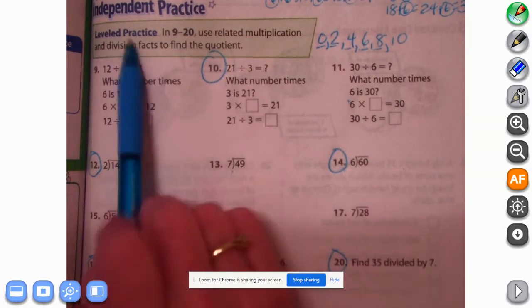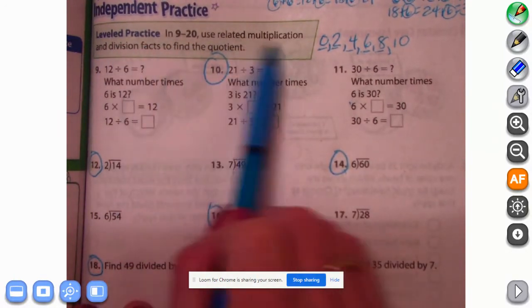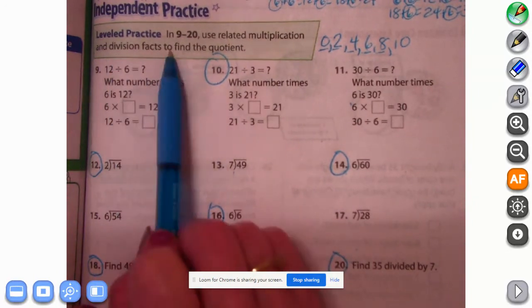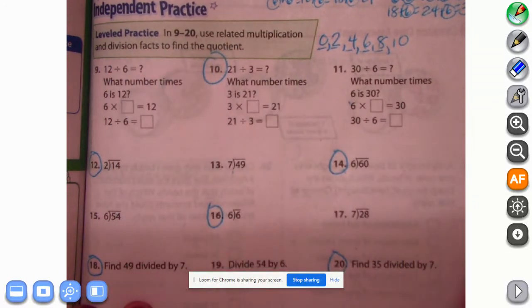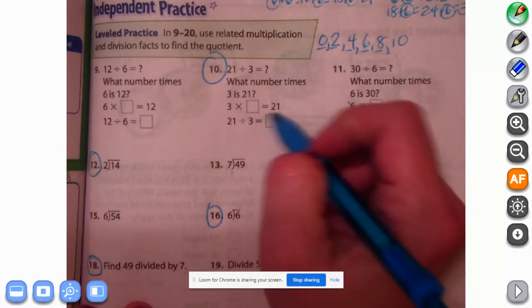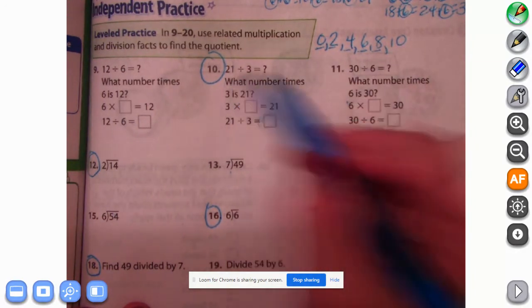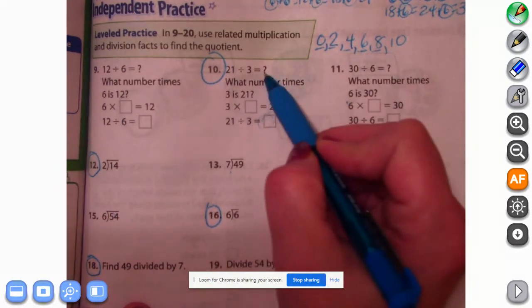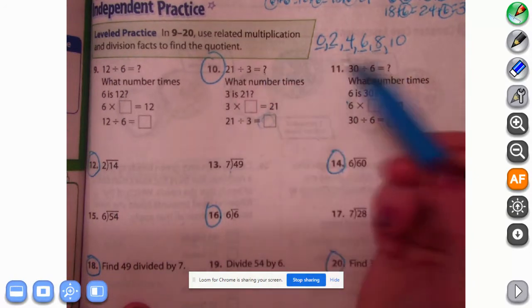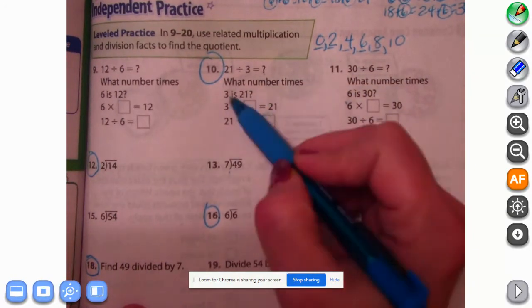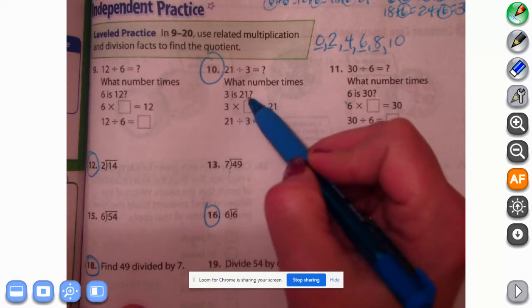All right, so leveled practice. In 9 through 20, use related multiplication and division facts to find the quotient. What is the quotient again? It is the answer to a division problem, isn't it? Okay. 21 divided by 3 equals what unknown number? What number times 3 is 21?